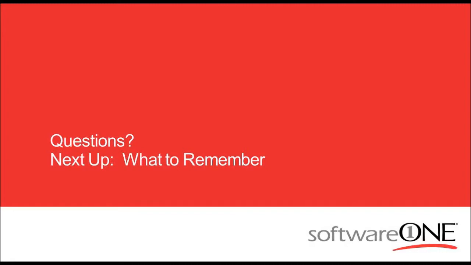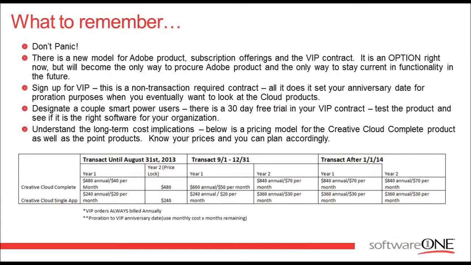Number one, don't panic. The Creative Cloud is an option now, with a big asterisk of, in the future, this will be the only way to procure Adobe products. So right now, you can still buy how you traditionally bought: TLP, CLP, Enterprise Agreement, and the perpetual licenses. But in the future, VIP and the subscription models will be the only way to stay current.